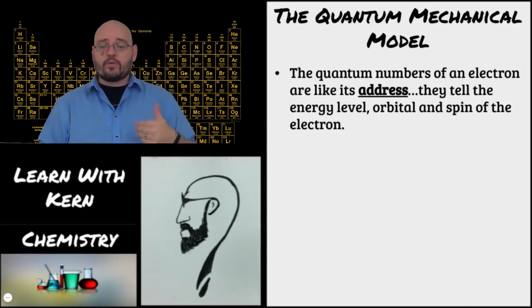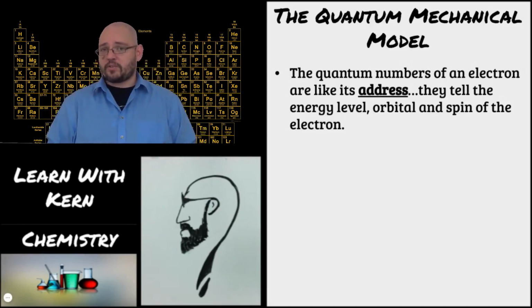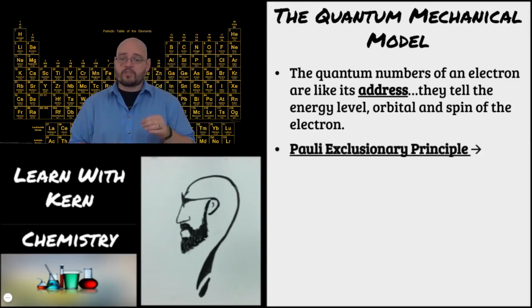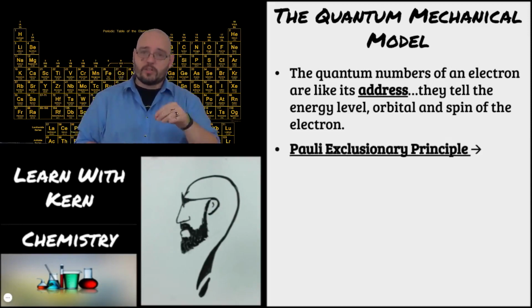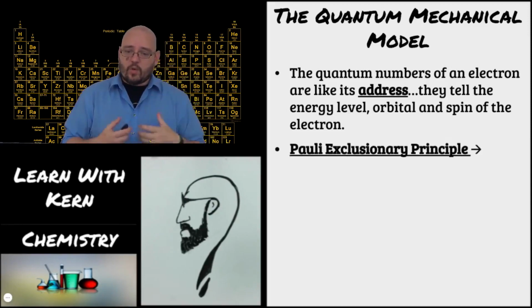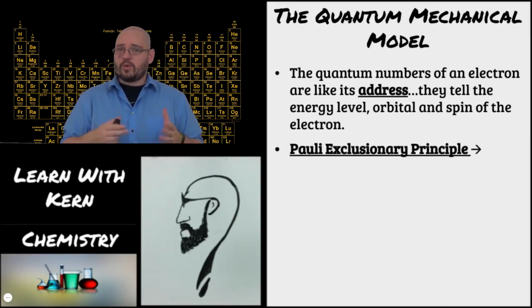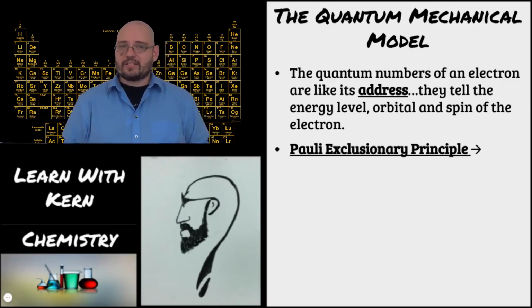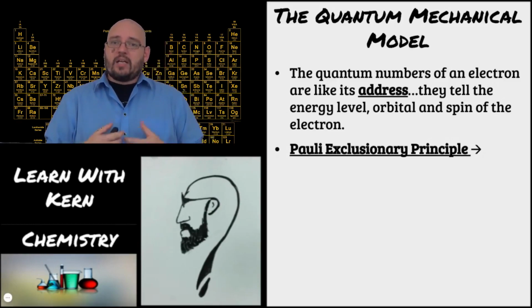They tell you the energy level, the orbital, and the spin of the electrons. They tell you where it is and what its spin is, how you can fit it, okay? So the Pauli exclusion principle deals with these quantum numbers. We're not going to get into what the quantum numbers are right now and how to figure them out, that's not necessary for this class. But you do need to know that electrons will have quantum numbers.